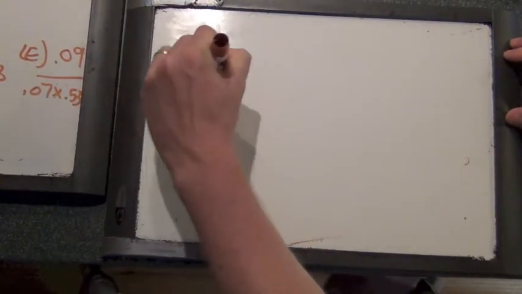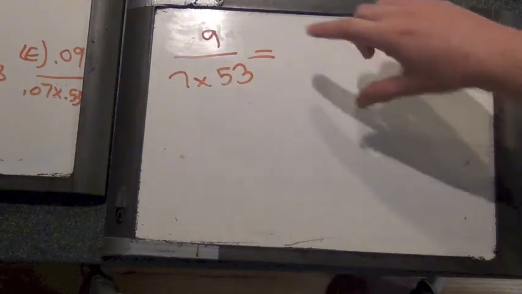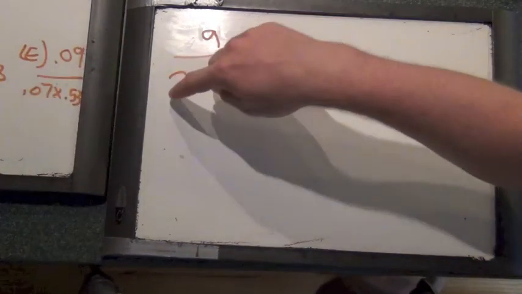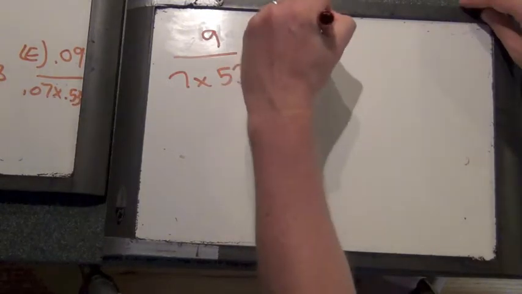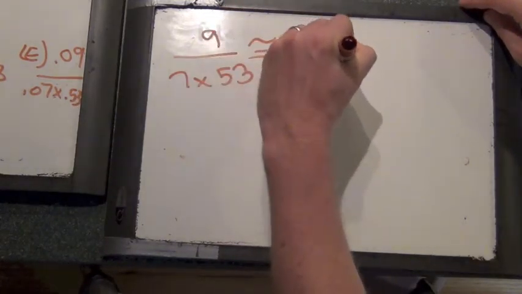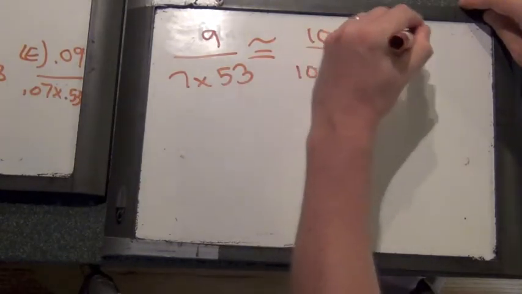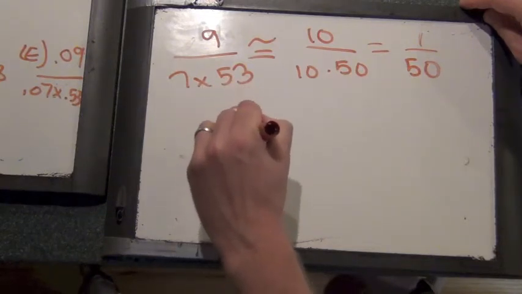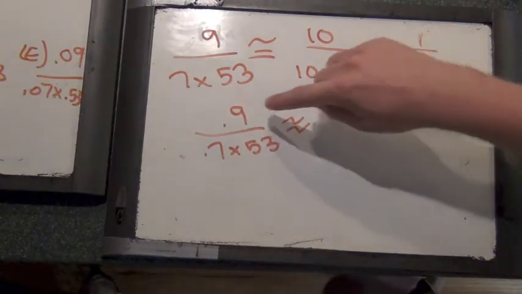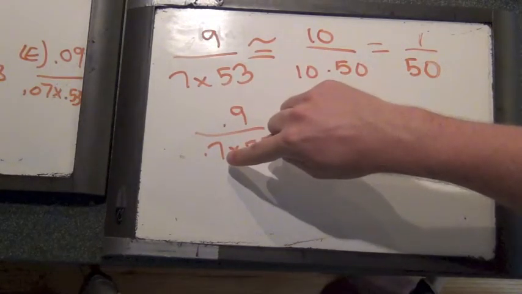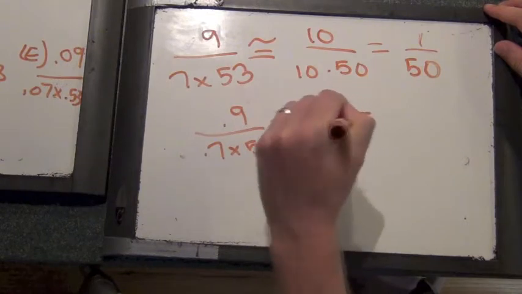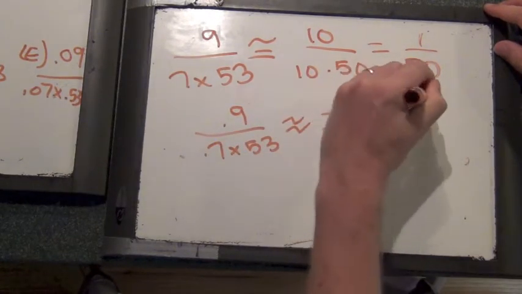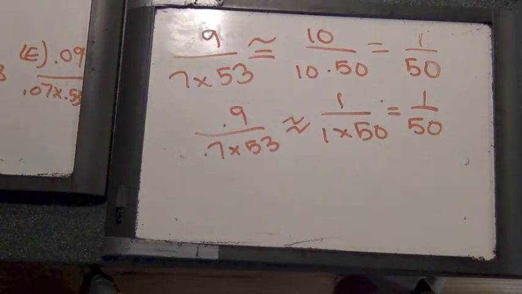Another way you could look at this problem is through approximation. 9 over 7 times 53. We're just going to pick easy numbers that these are close to. This is approximately equal to 10 over 10 times 50, which is about 1/50th. 0.9 over 0.7 times 53 is about equal to 1. What's 0.7 about equal to? 1. 1 over 1 times 50, which is about 1/50th. That would be another way to take a look at this problem.